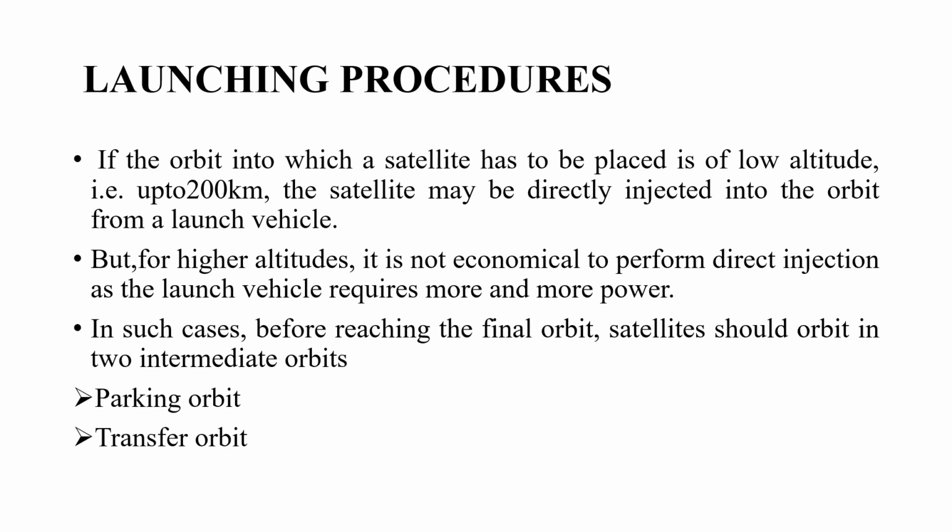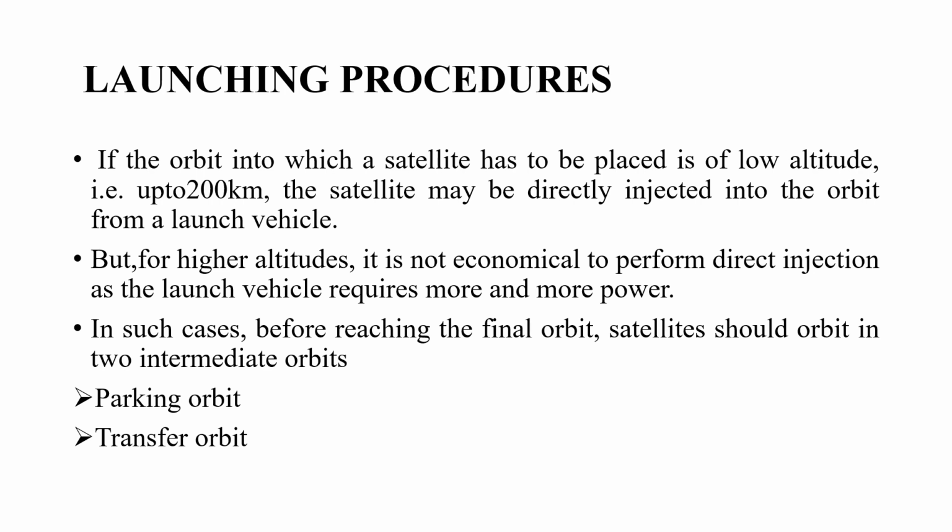So, first of all, launching procedure means that if a satellite is a low altitude satellite, it can be directly launched, or injected, into its desired position. So we can say that if the altitude is up to around 200 kilometers, the direct launching of the satellite is possible. Since it's a low altitude, we can launch the satellites directly into the corresponding orbit.